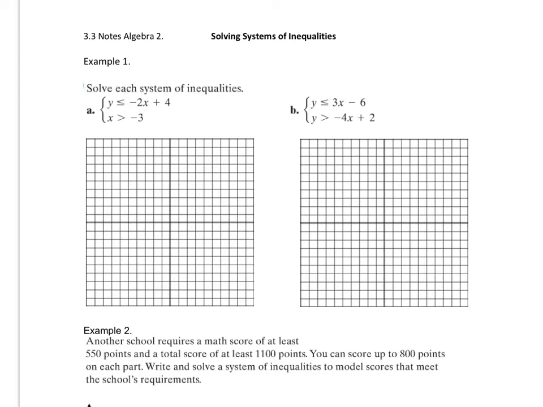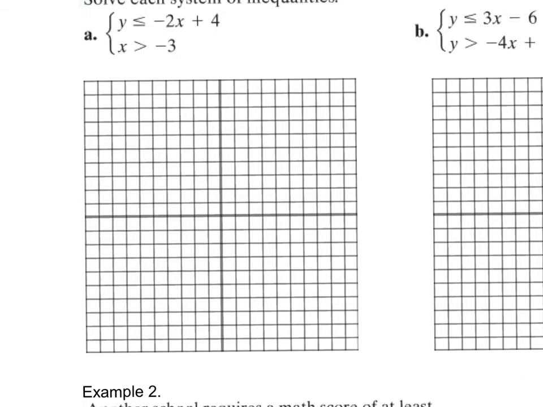Just like how we solved systems of equations by graphing lines, you can solve systems of inequalities. So this first line, I'm going to graph. If it's less than or equal to or greater than or equal to, it's going to be a solid line. If it's less than or greater than, it's going to be a dashed line. So I'm going to graph y is less than or equal to negative 2x plus 4. So I go to the y-axis, my slope is negative 2, it's going to be a solid line, and I'm going to shade below the line.